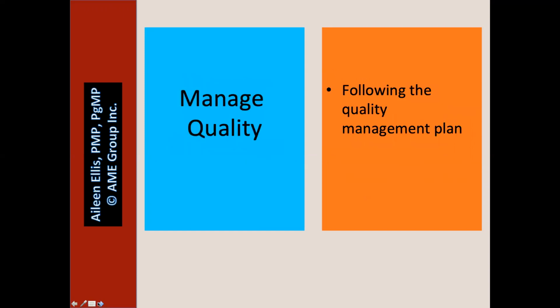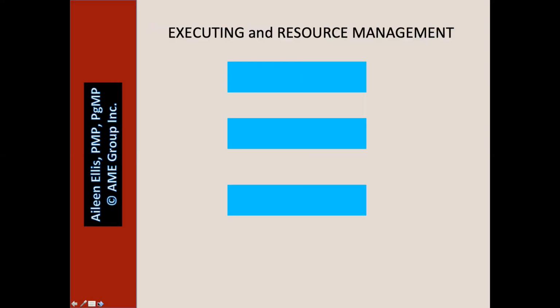Manage quality, following the quality management plan. Focus is on improving processes. When we think of executing and resource management, acquire resources, develop team, and manage team.